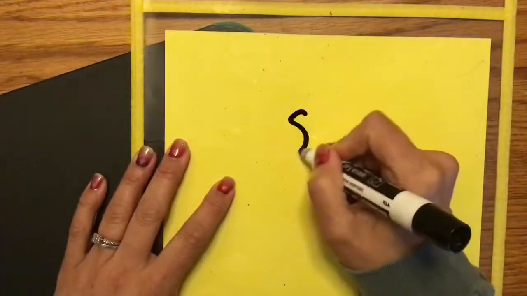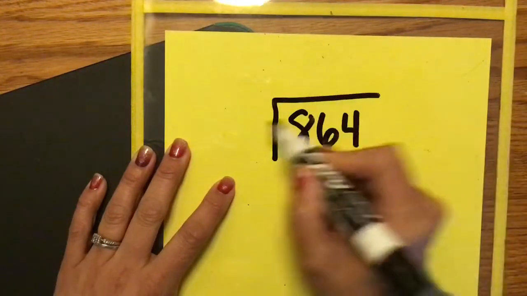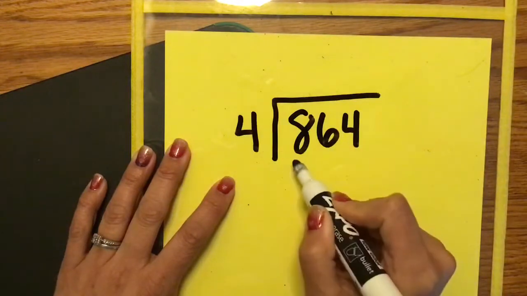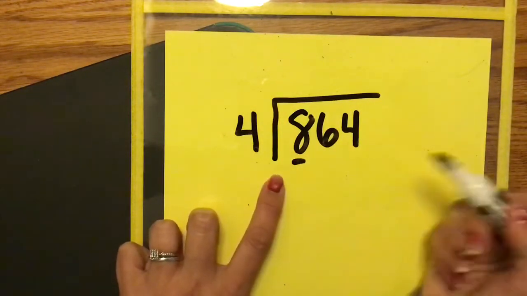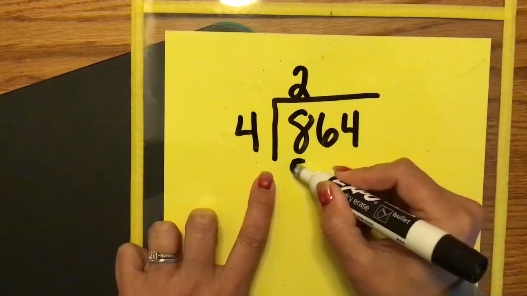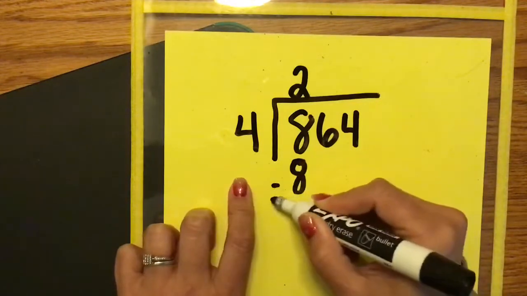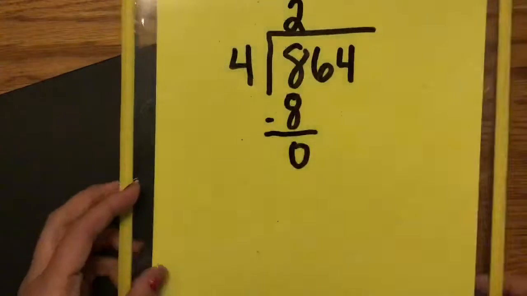I'm going to show you with the same problem how we do division using the divide, multiply, subtract, and bring down method. So we look at the first number. How many 4s can I take out of 8? So the answer is 2. 2 times 4 is 8. So I subtract, and I have 0. Now I bring down the 6.